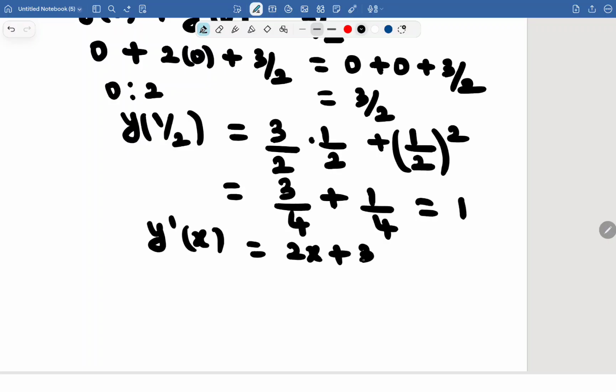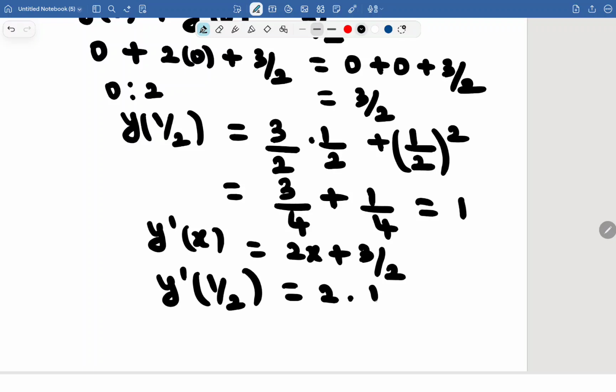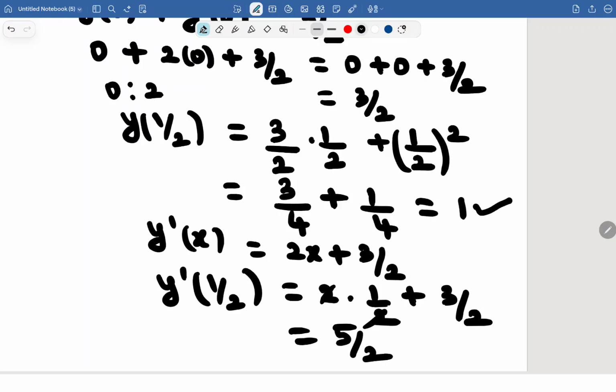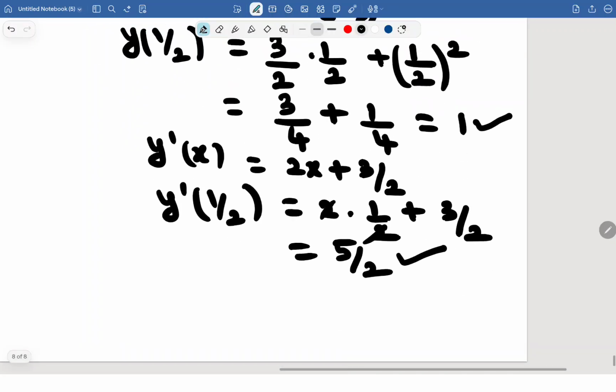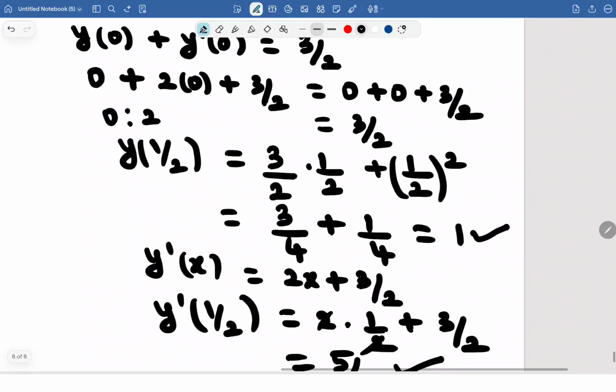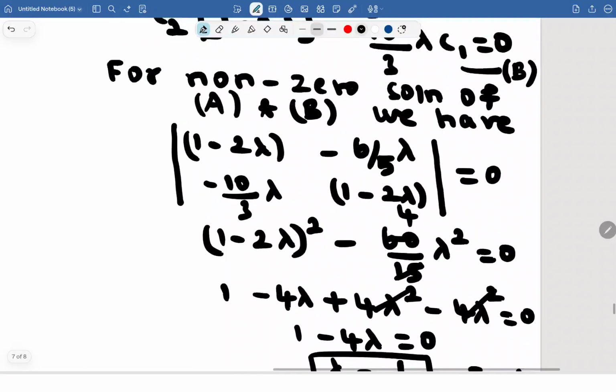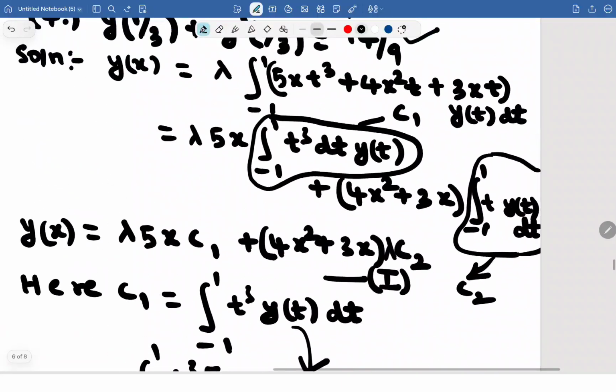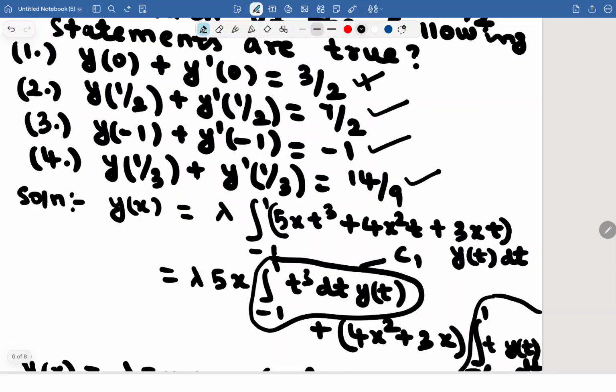Now I am going to find y dash of x, which is 2x plus 3 by 2. y dash of 1 by 2 is 2 into 1 by 2 plus 3 by 2, which is 1 plus 3 by 2, that is 5 by 2. Adding y of 1 by 2 with y dash of 1 by 2, we get 1 plus 5 by 2. The answer is 7 by 2. Second option is the correct option. First one correct, second one correct.